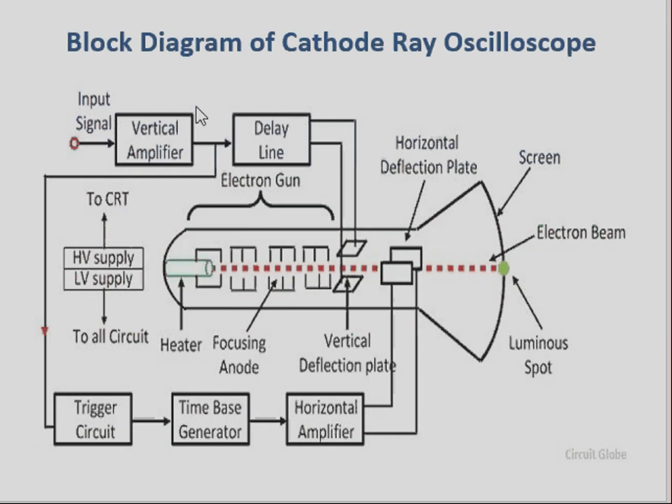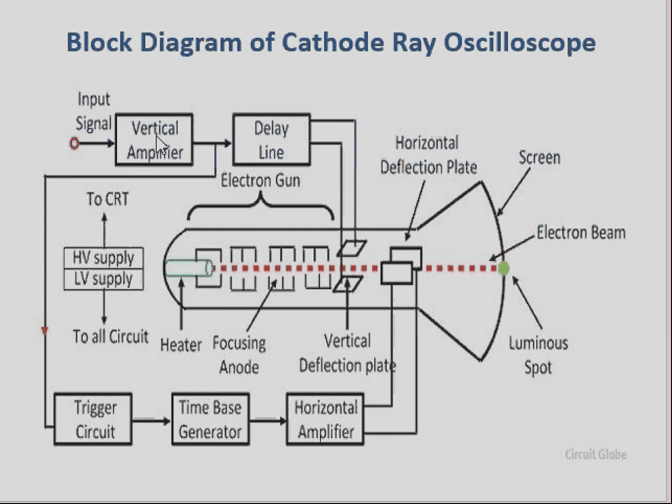Now let us see the block diagram of this cathode ray oscilloscope. It has various blocks like vertical amplifier, delay line, trigger circuit, time-base generator, horizontal amplifier, and then a power supply and a cathode ray tube. These are the important blocks of this cathode ray oscilloscope.